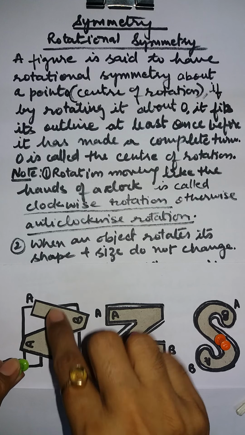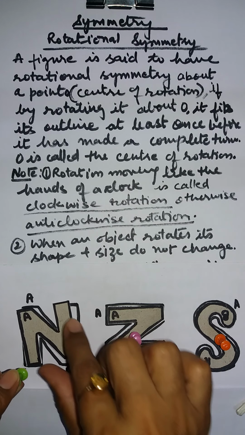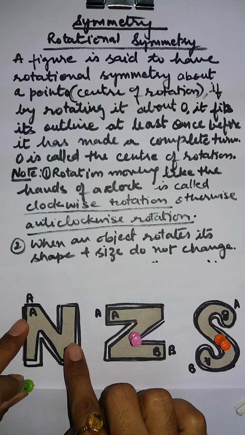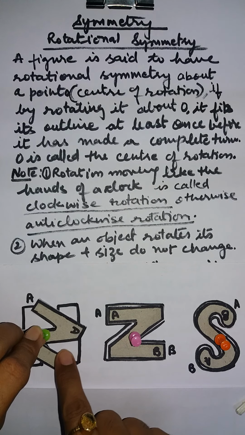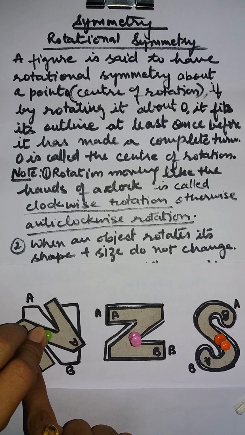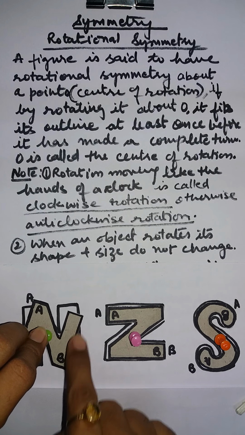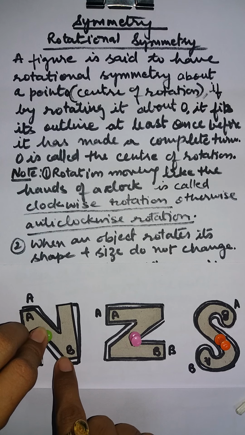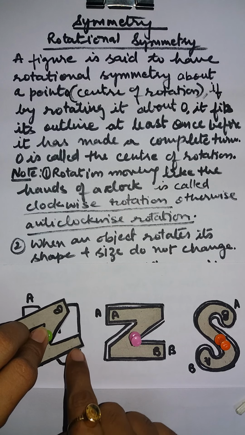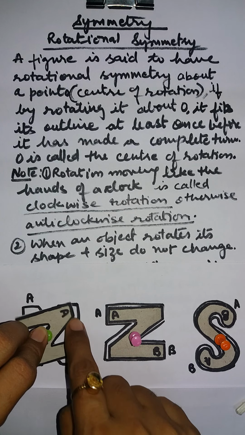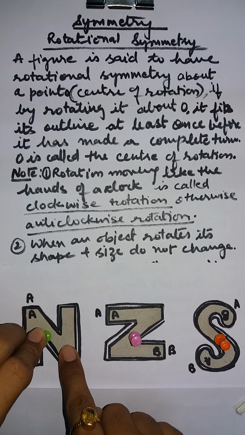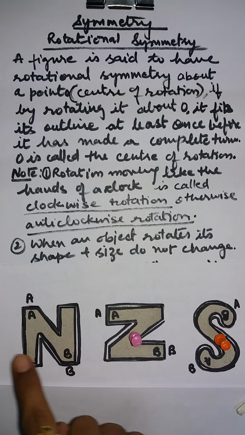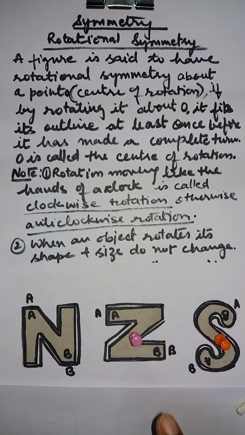And by rotation, moving in the clockwise direction, it is clockwise rotation, and in the anti-clockwise direction, it is anti-clockwise rotation. And when an object rotates, its shape and size do not change.